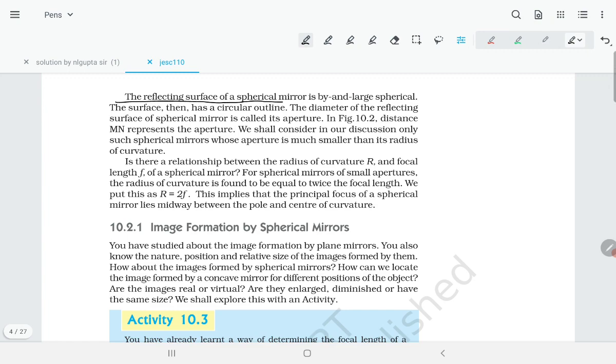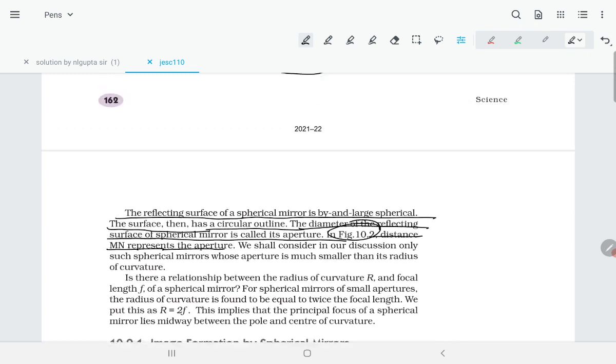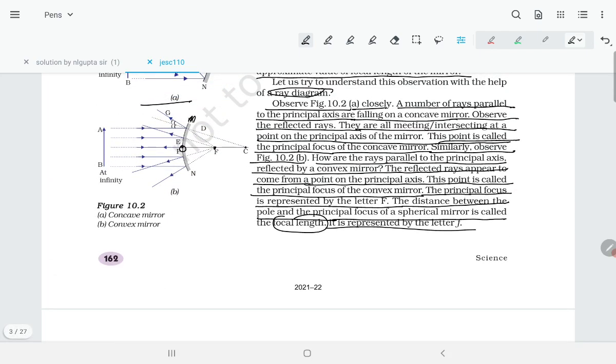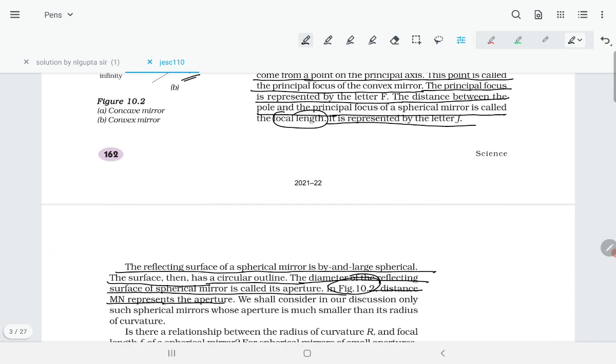The reflecting surface of a spherical mirror is by and large spherical. The surface then has a circular outline. The diameter of the reflecting surface of the spherical mirror is called the aperture. In figure 10.2, the distance MN represents the aperture. So MN is this: this is M and this is N. This is going to be the aperture.